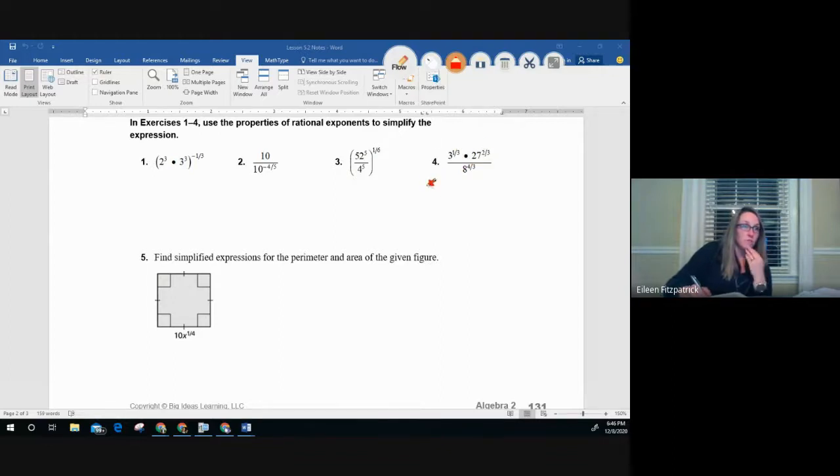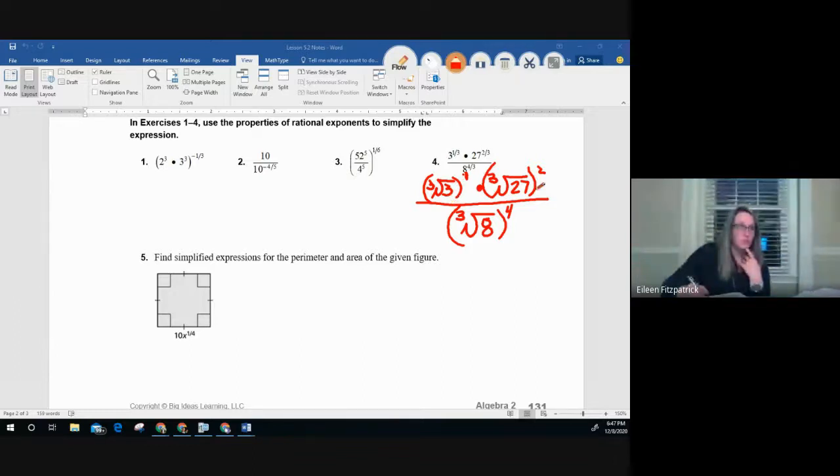So it's the cube root of 3 raised to the first, that can't be simplified, times the cube root of 27 raised to the second, divided by the cube root of 8 raised to the fourth. Well, the cube root of 3 doesn't simplify. But the cube root of 27 does simplify down to just a 3. So this first one, I'm going to rewrite again as 3 to the 1/3, putting it back into the form it was.